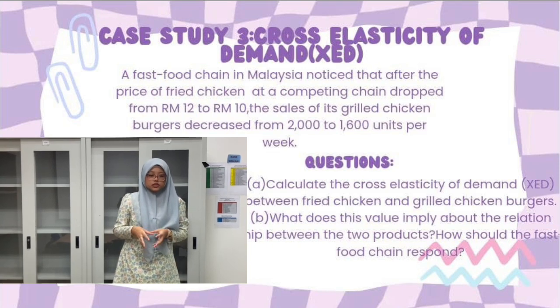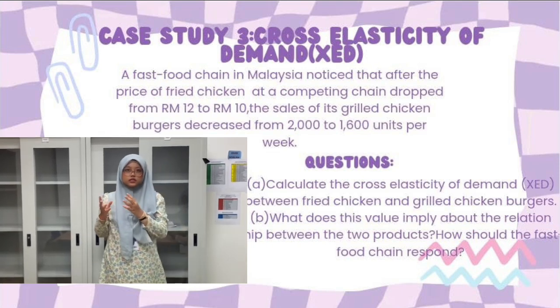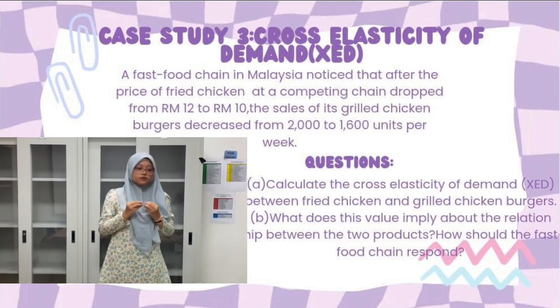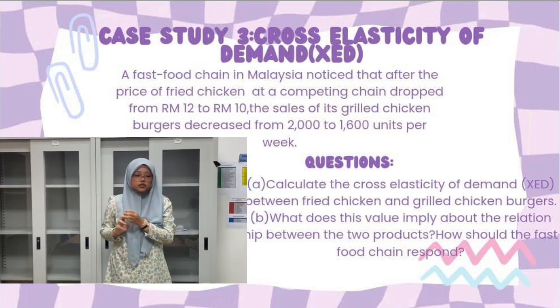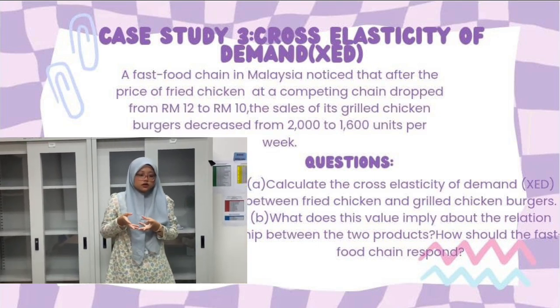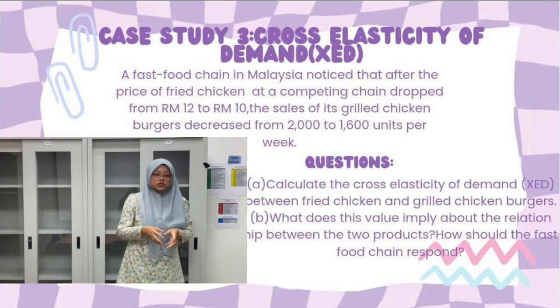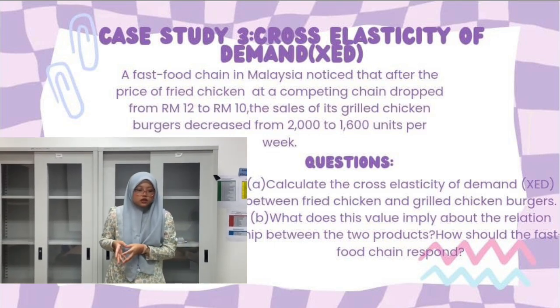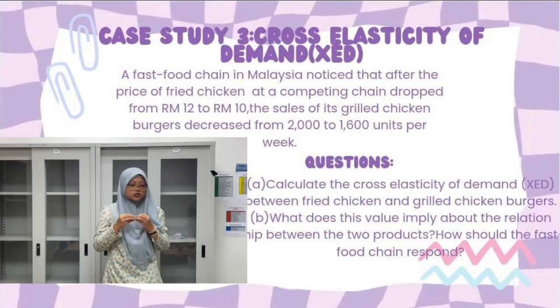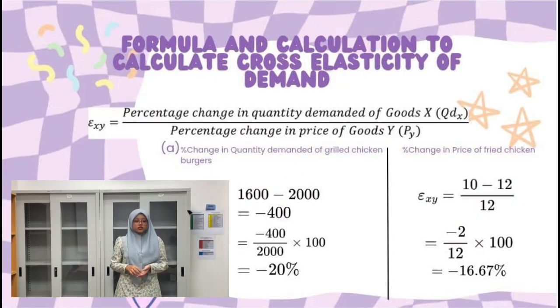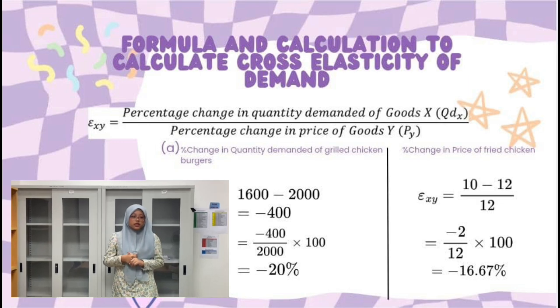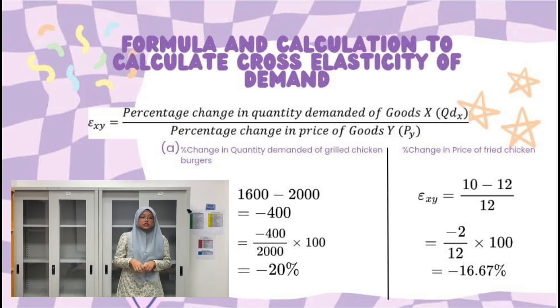So the question is, calculate the cross elasticity of demand (XED) between fried chicken and grilled chicken burgers. And the second question is, what does the value imply about the relationship between the two products, and how should the fast food chain respond? For the first question, we have to know the formula and how to calculate the cross elasticity of demand.